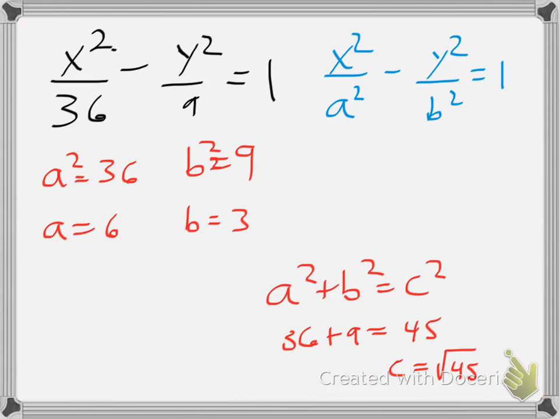Using our other equation of a squared plus b squared is c squared, which for hyperbolas, remember, governs how a, b, and c are related, we substitute and get 36 plus 9 gives me 45 is c squared. So that means c is the square root of 45, and we want to always reduce. So 45 will break into the square root of 9 and the square root of 5. So that means c is equal to 3 square root of 5.